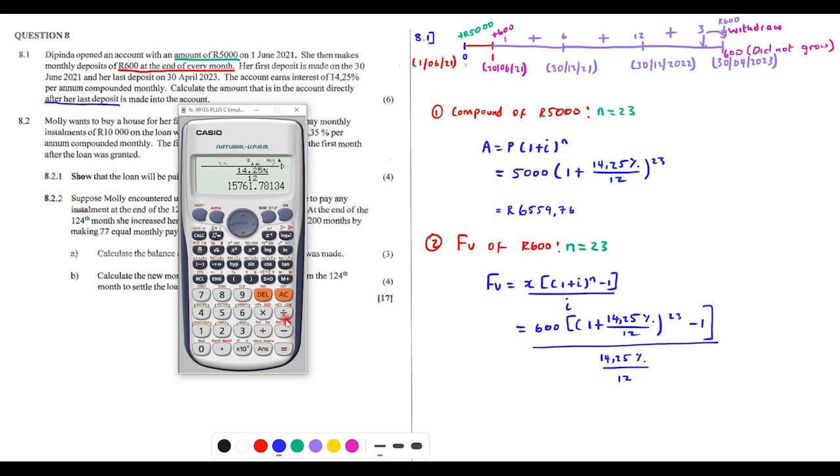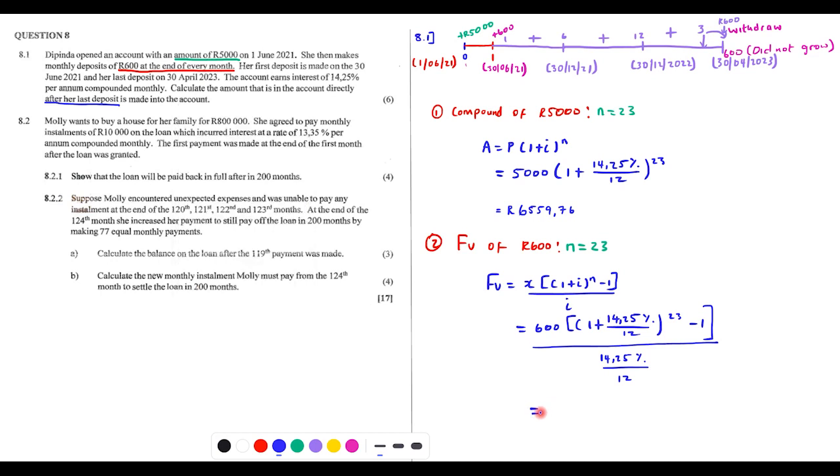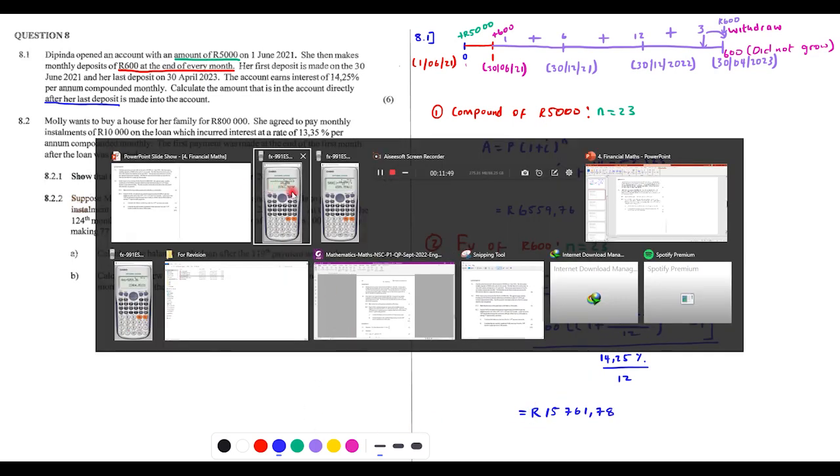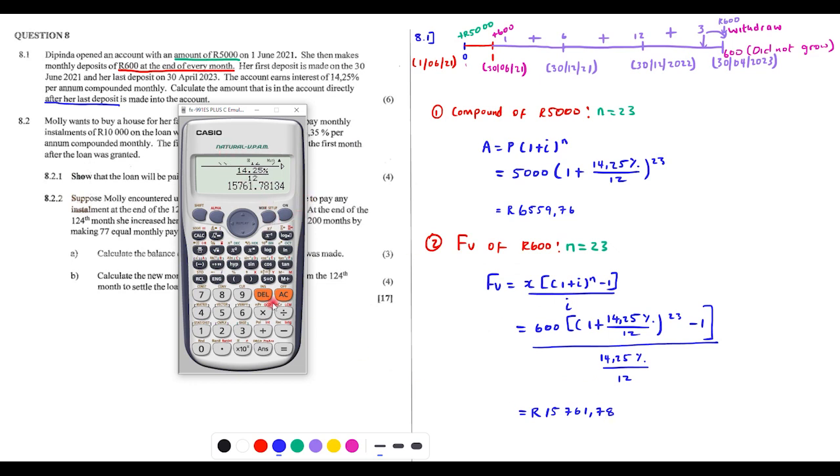So it means it is 15,761.78. So basically the future value then, it grew separately from the 5,000, but then it grew to this amount, right? Just double check, 78. All right, then now the total amount that you're going to be having on that day of the 30th of April 2023 is going to be this amount, adding it with the 6,559.76, right, which is 22,321.